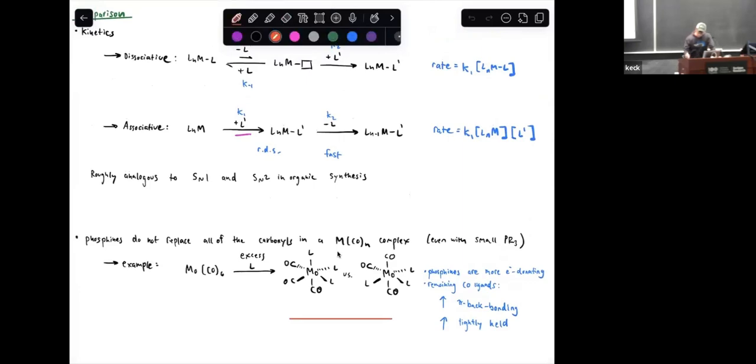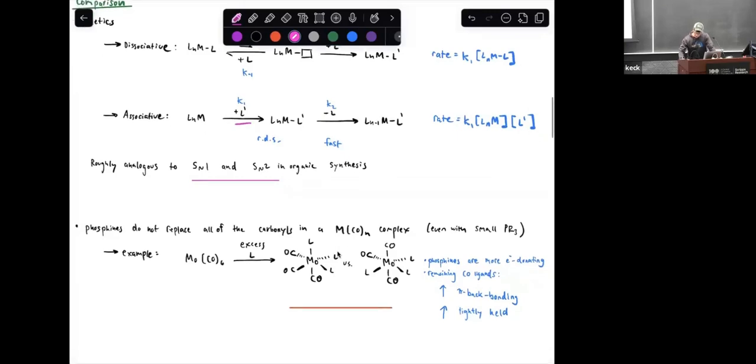As we mentioned, there's a rough parallel here to SN1 and SN2 reactions in organic synthesis, although I will admit that that's not a perfect one-to-one analogy. We'll continue marching along, wrapping up discussion of ligand exchange and then into the constructive bond breaking and bond making steps that will ultimately comprise catalytic cycles. Were there any questions from where we left off last time? Okay, picking things up.